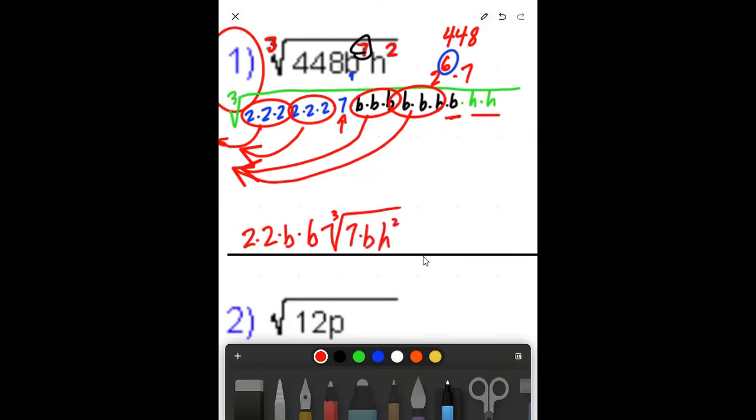So that's it. Now, in order to finalize this, everything outside the radical, I just have to combine it and simplify it. So that's going to be 4b squared. My final answer is going to be 4b squared, the cube root of 7bh squared. That's it. And that's how you factor when it has variables.